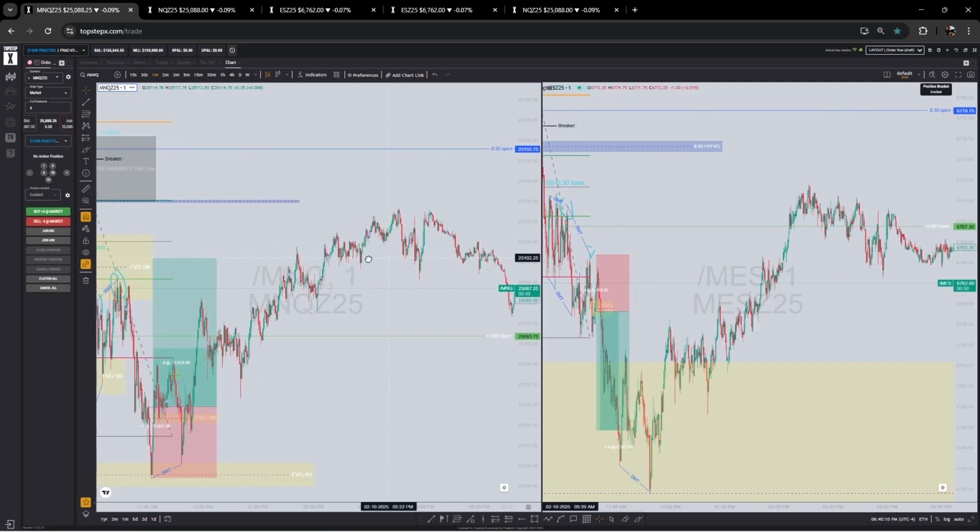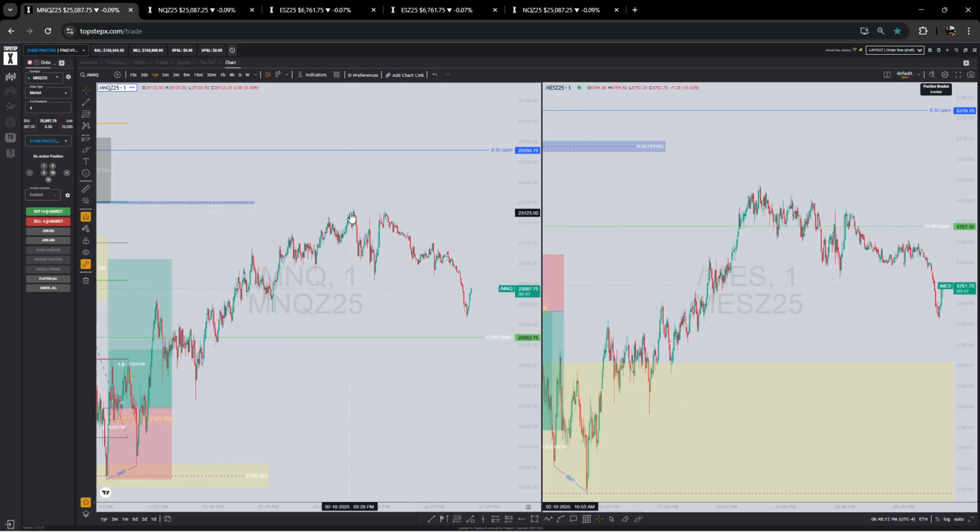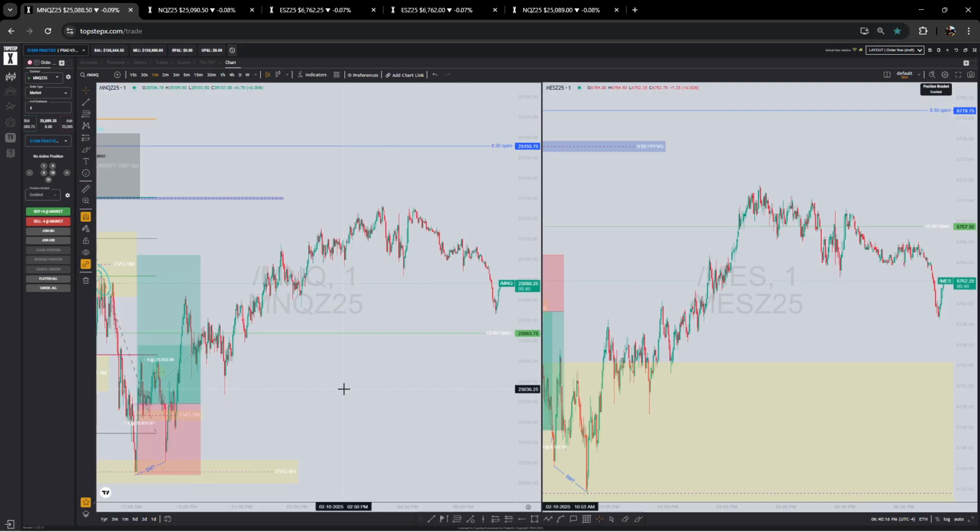Here is price right now. Price moved up, right up, and now we are moving back down. So guys, this was the trade breakdown. This was the market breakdown for today.